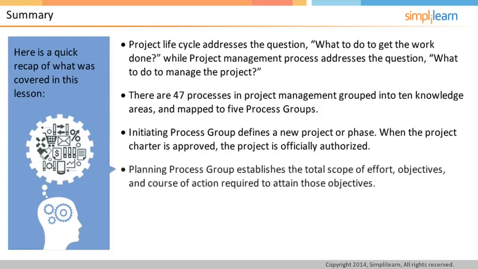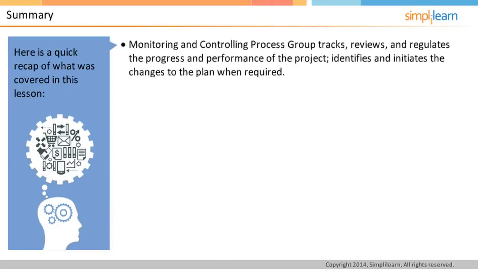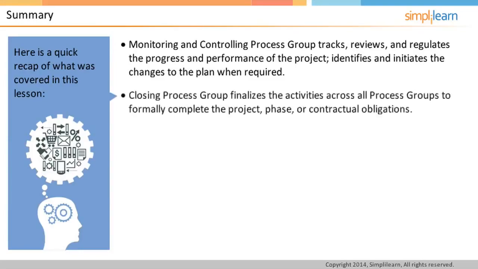Planning Process Group establishes the total scope of effort, objectives, and course of action required to attain those objectives. Executing Process Group completes the work defined in the Project Management Plan to satisfy the project specifications. Monitoring and Controlling Process Group tracks, reviews, and regulates the progress and performance of the project, identifies and initiates the changes to the plan when required. Closing Process Group finalizes the activities across all project management process groups to formally complete the project phase or contractual obligations.